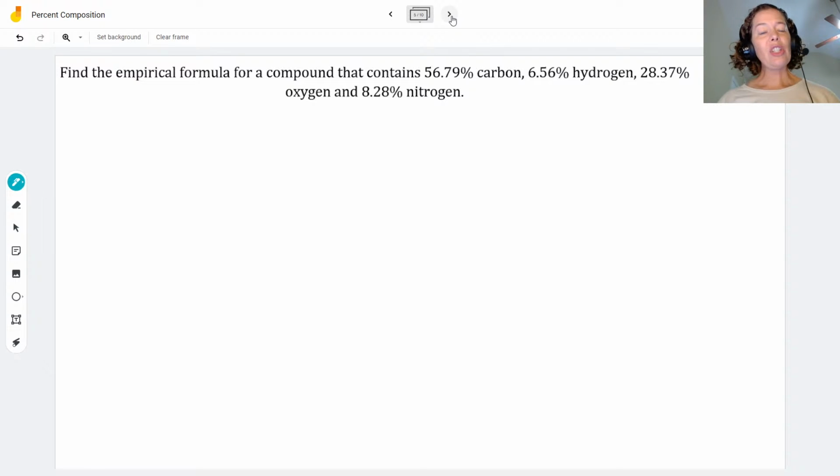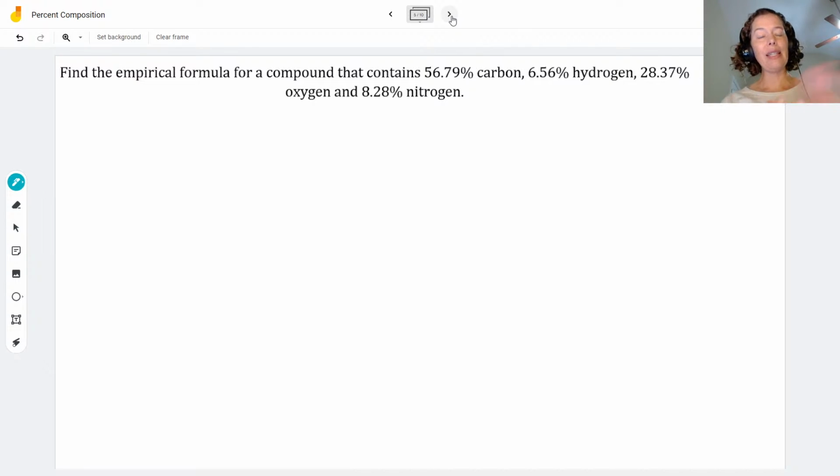So for this question, it says find the empirical formula for a compound that contains 56.79% carbon, 6.56% hydrogen, 28.37% oxygen, and 8.28% nitrogen. So they are giving us the percent composition.